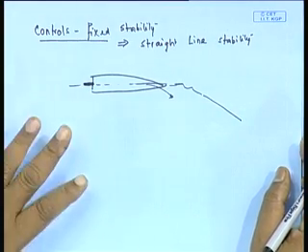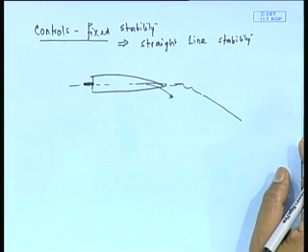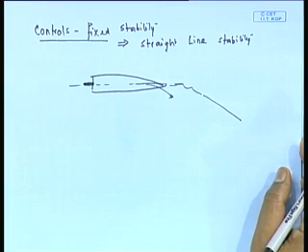Now, what we want to study today is, based on those hydrodynamic derivatives and the equations of motion, what is it that is required to be satisfied to ensure that the hull has control fixed stability. I will tell you an analogy of that.